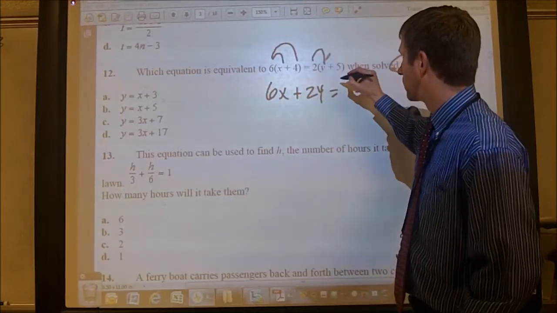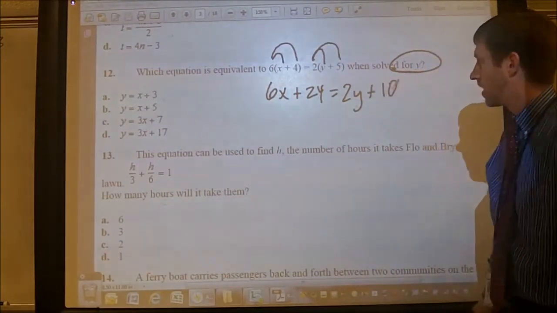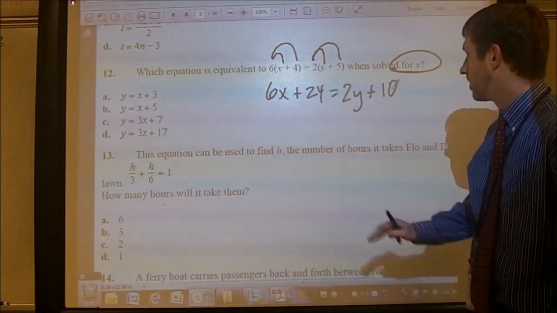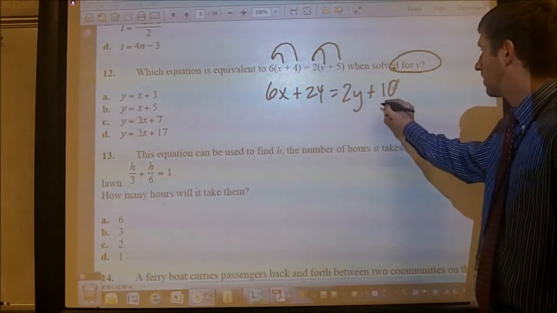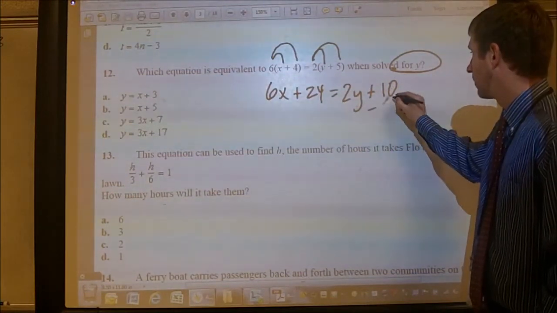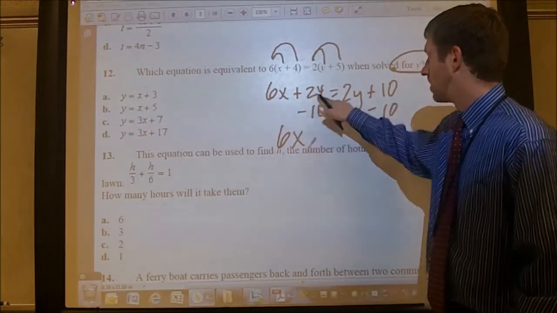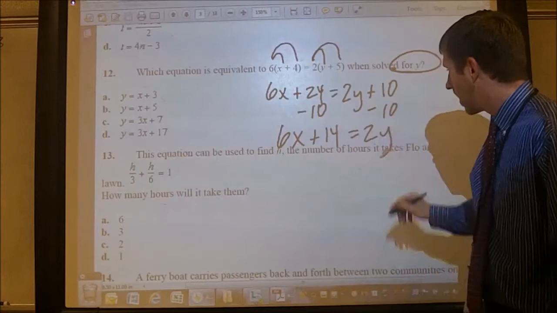Equals 2 times y is 2y. 2 times 5 is 10. Now I don't have any parentheses. Again, solving for y, trying to get the y by itself. So I start away from it, on that same side. So I'm going to get rid of the 10. Opposite of plus 10, or inverse of it, is minus 10. So I've got 6x. 24 minus 10 is 14, equals 2y.